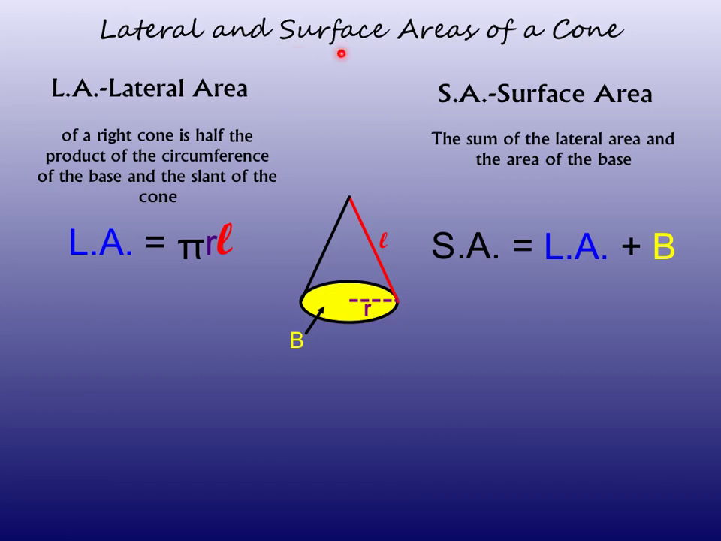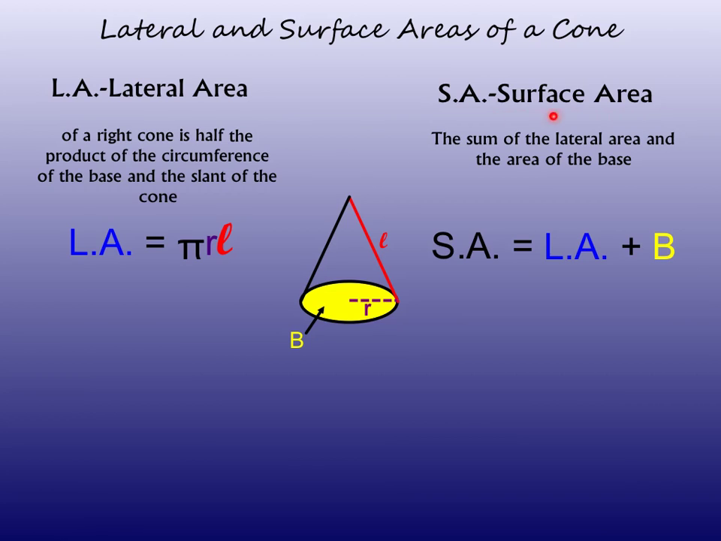Alright, so here are the two formulas you need to know for a cone. We need to know the lateral area, and we need to know the surface area. Well, the lateral area refers to half the product of the circumference of the base and the slant of the cone. Alright, well, you need to recall that the circumference of a circle is 2 pi r. And if you take half of 2, then you're left with 1 pi r. So that's why we have pi r times L, L representing the slant of the cone.